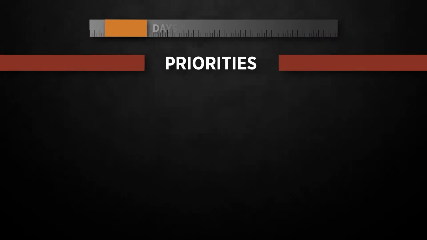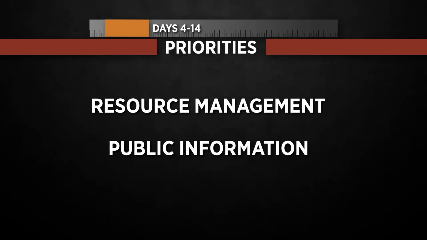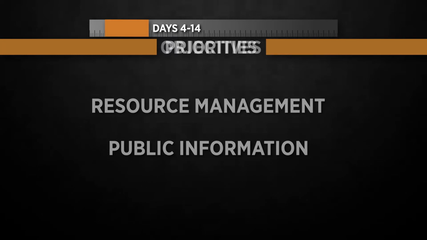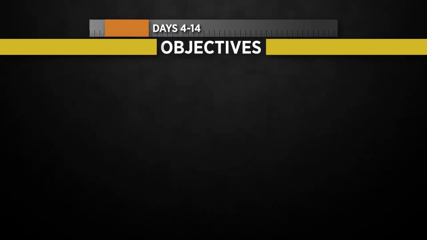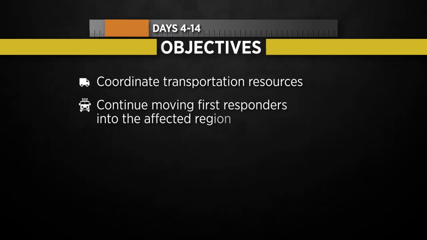During days 4 through 14, priorities are to organize the necessary resources to move first responders inbound and evacuees outbound. Informing the public of the current status and available transportation resources will be critical. Core objectives for the second time period include: acquire, maintain, and deploy resources such as fuel distribution systems, maintenance support, and law enforcement staff. Continue to move first responders into the affected region.